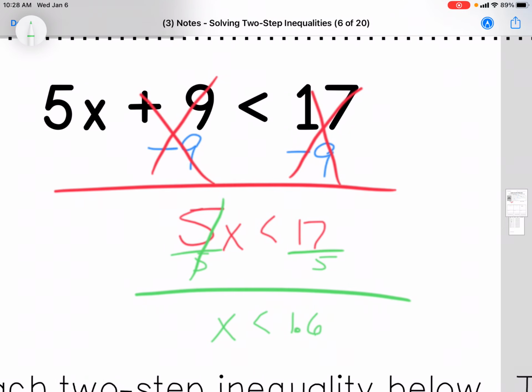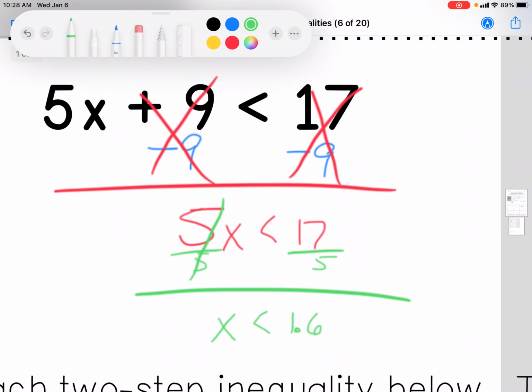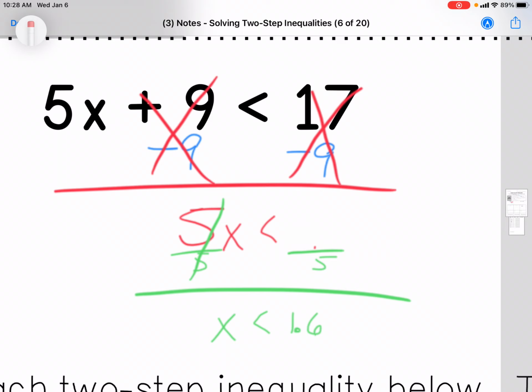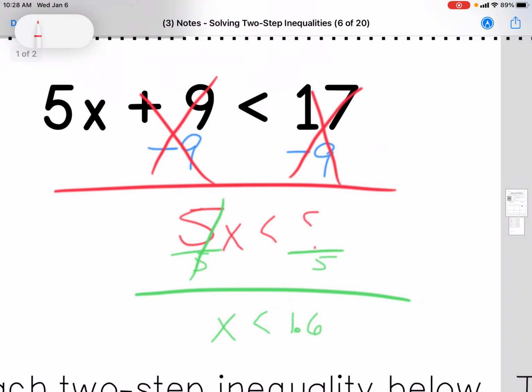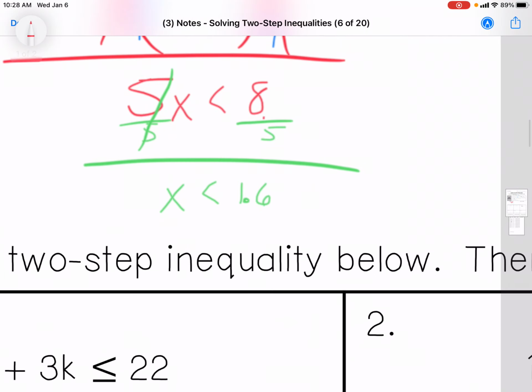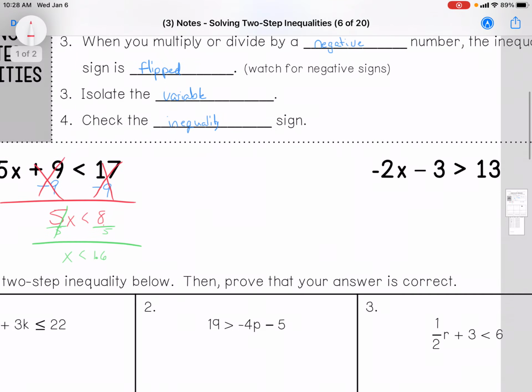Okay, that's not 17. What a doofus, coach. That's 8, I'm sorry, which is 1.6. All right, next one.